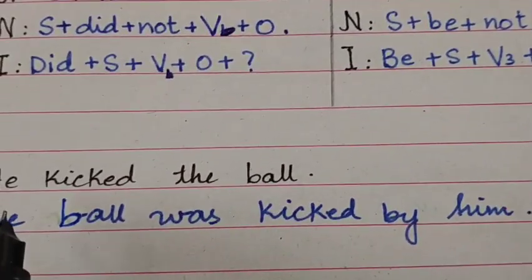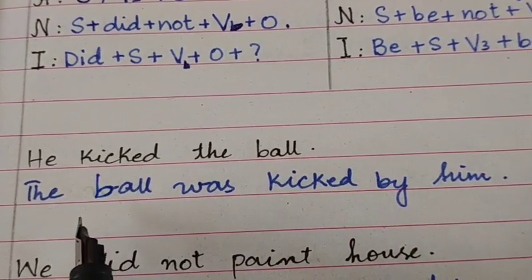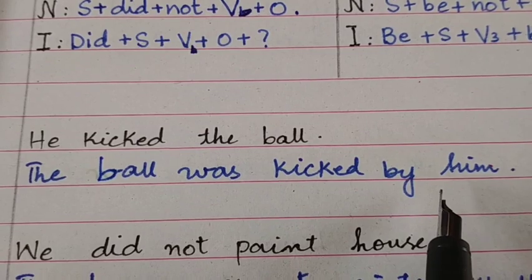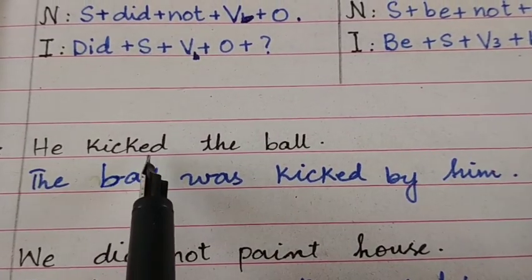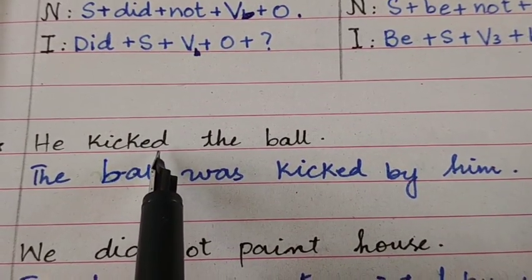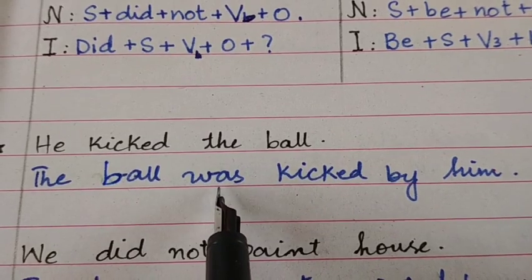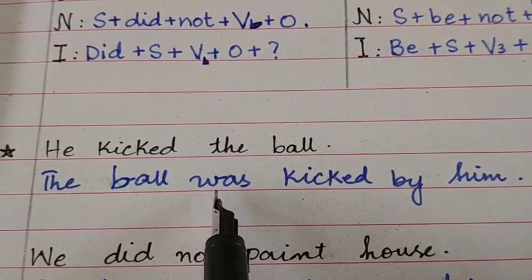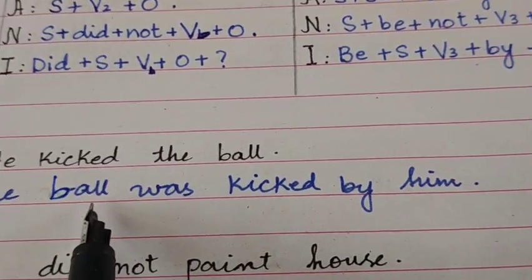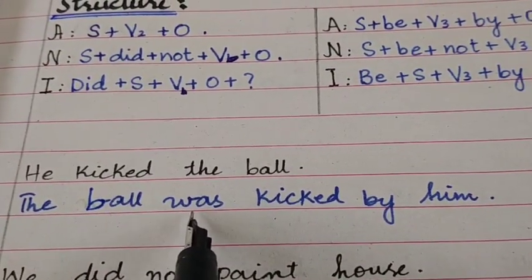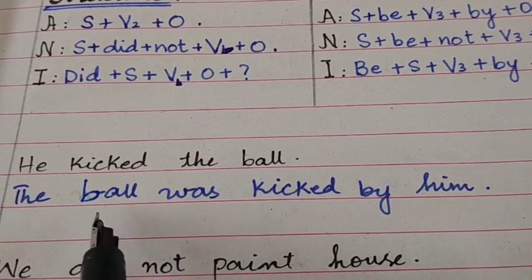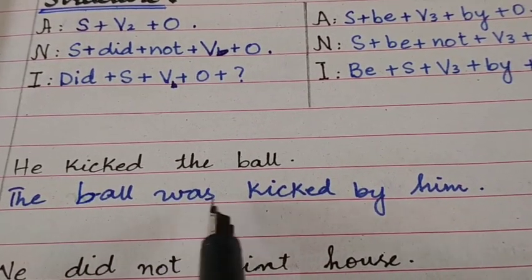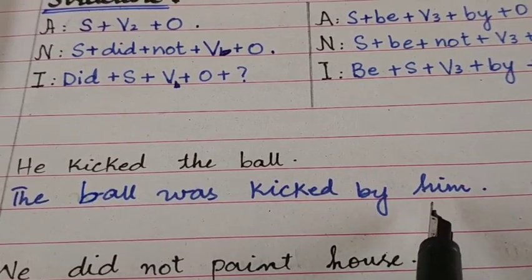Now let's take a look at the example. He kicked the ball. The ball was kicked by him. Alright, kicked is the second form of verb. That's why you have to write the be verb in the past tense, which is was. Why was? Because the ball is a singular noun, a singular subject. For that you have to write was. Okay, there should be agreement between subject and the verb. The ball was kicked by him.